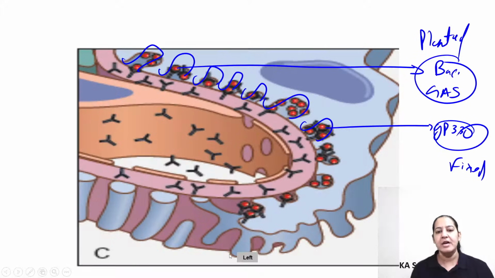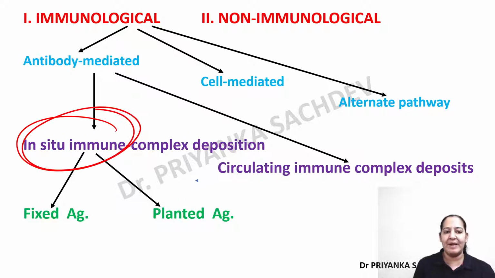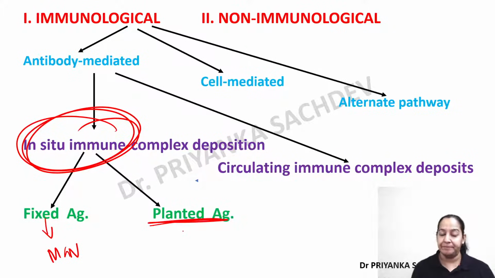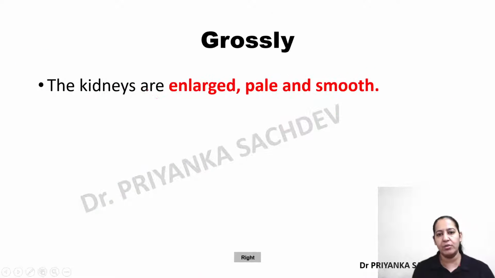So you can see here the deposits will be formed. Here also in both of them, in PSGN and in MGN, immune complexes are formed. But it is the fixed antigen on the podocyte in membranous glomerulonephritis. It is the planted antigen, that is a bacteria, in PSGN. So both of them, immune complexes are formed, antigen antibody mediated. Yes or no?